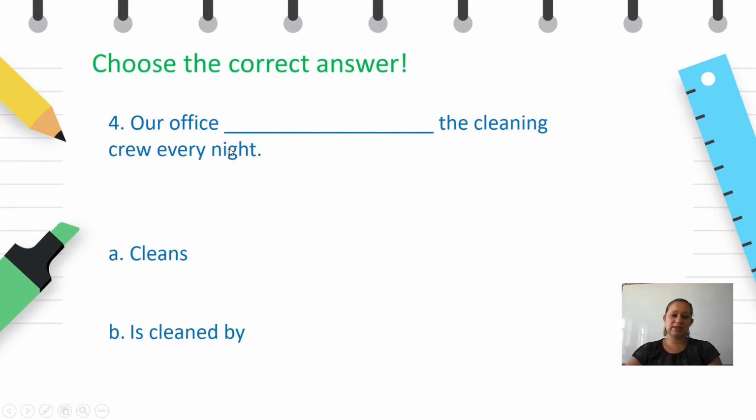Moving on to question number 4, sentence number 4. Our office, the cleaning crew every night. So should we say, our office cleans the cleaning crew or is cleaned by? Is cleaned by, definitely. It's a passive sentence, so the answer in B is the correct one.